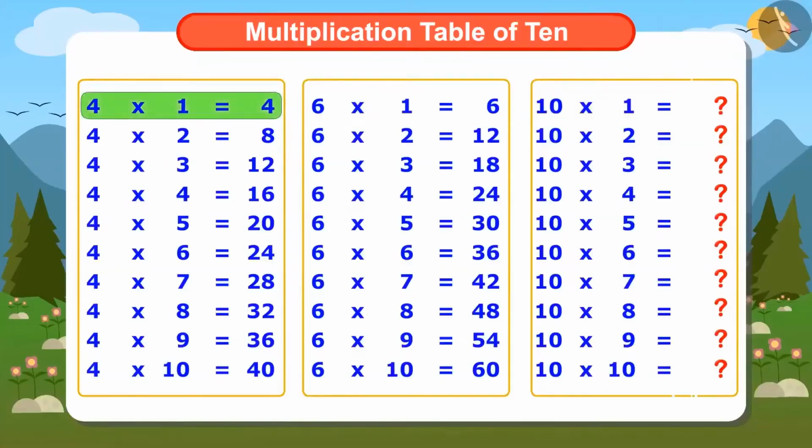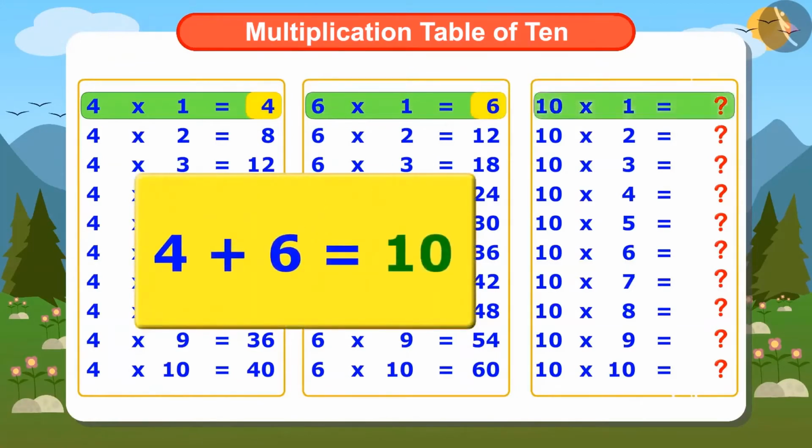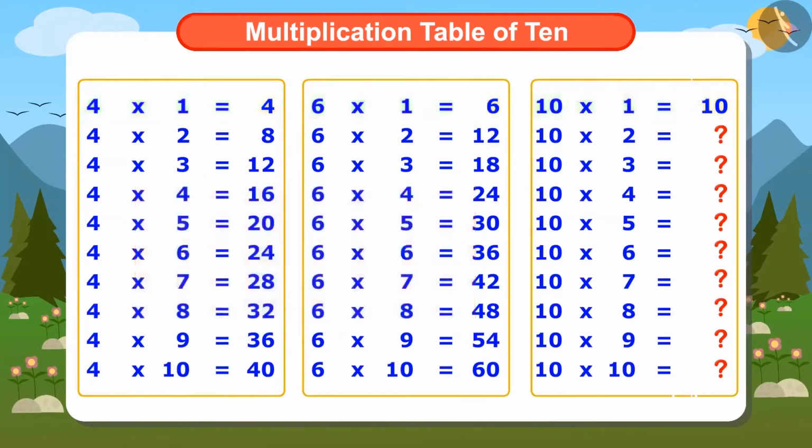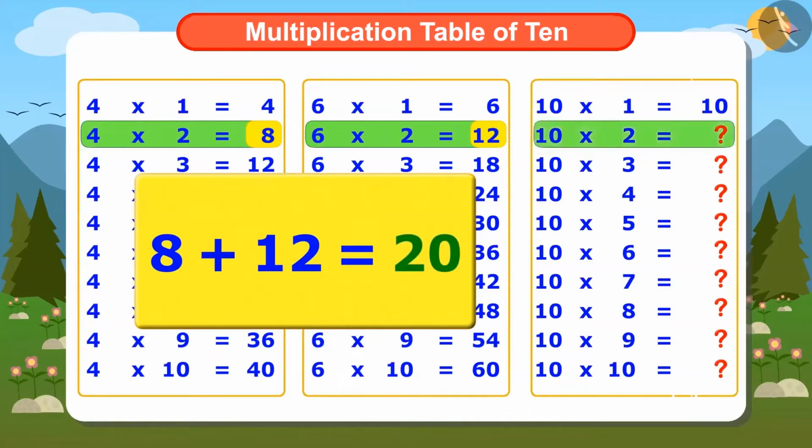The first number of the multiplication table of 4 is 4 and the first number of the multiplication table of 6 is 6. Adding 4 and 6 gives us the answer 10. This becomes the first number of the multiplication table of 10. To find the second number, we will have to add 8 and 12. The answer is 20. That means 2 times 10 is 20.